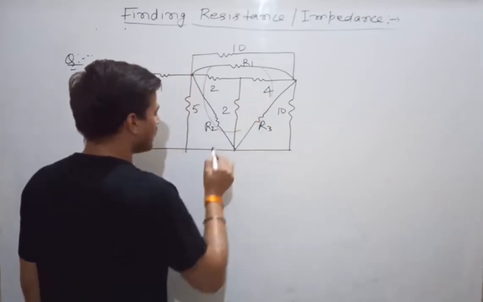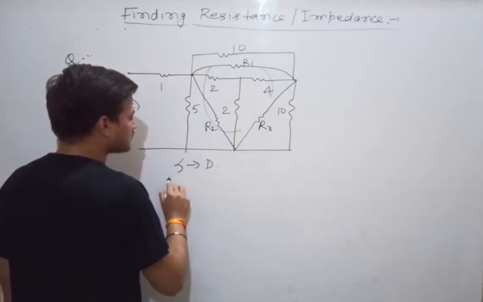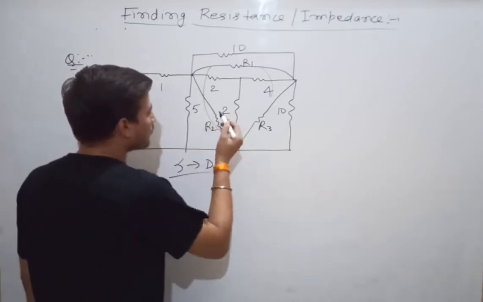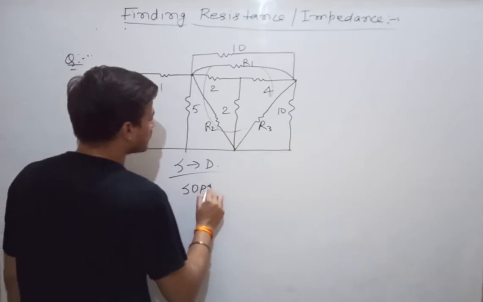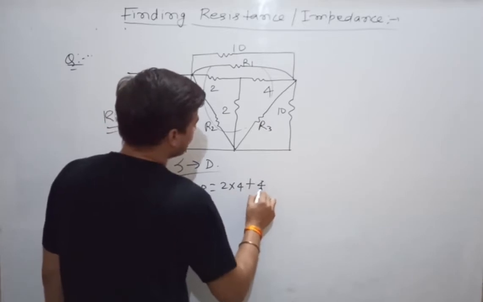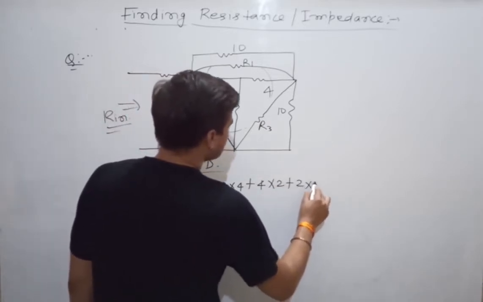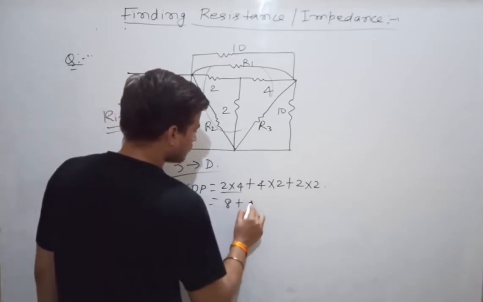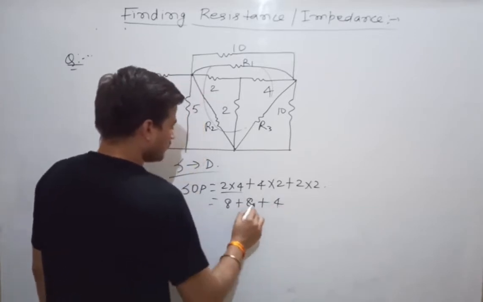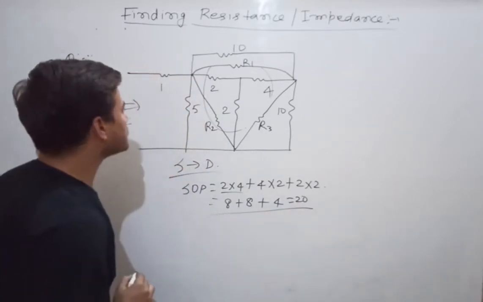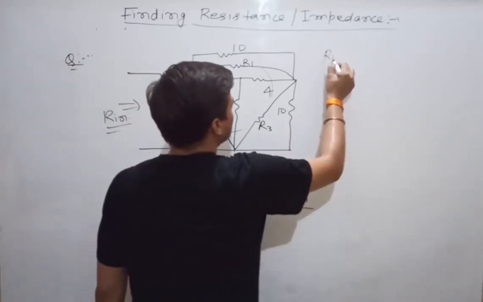Remember, you are converting star to delta. That means sum of product. The trick is sum of product. So let us calculate the sum of product. It will be equal to, there are three combinations, 2 into 4 plus 4 into 2 plus 2 into 2. So here it will be 8 plus 8 plus 4. That means 20. So SOP is 20. So what will be the value of R1?